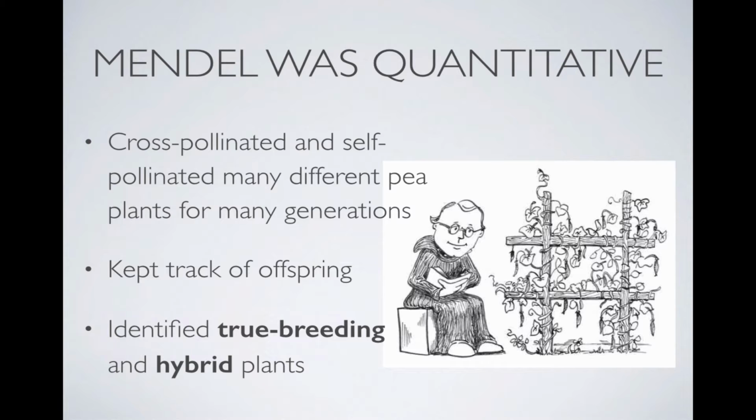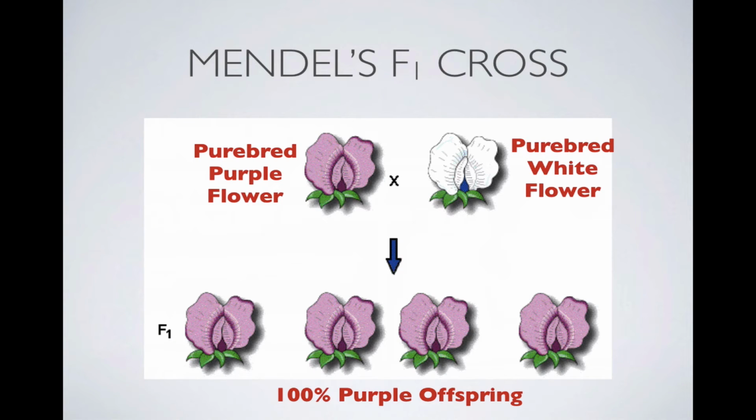And he studied pea plants, and he cross-pollinated them, or he let them self-pollinate, and he got many, many generations of data. And he identified that there are things called true breeding plants and what he called hybrid plants. Mendel's most famous cross was his first one.